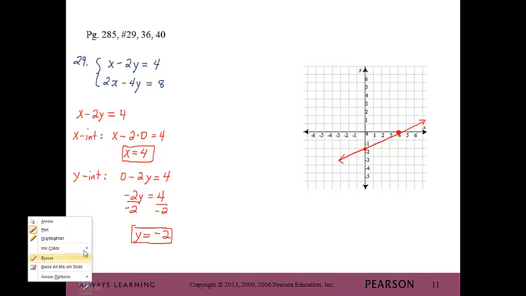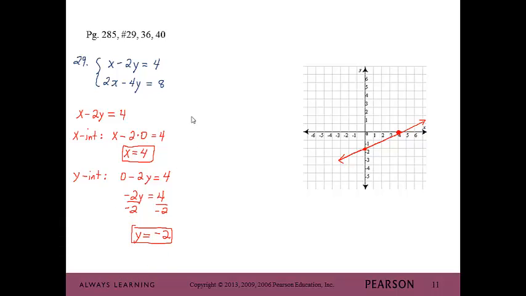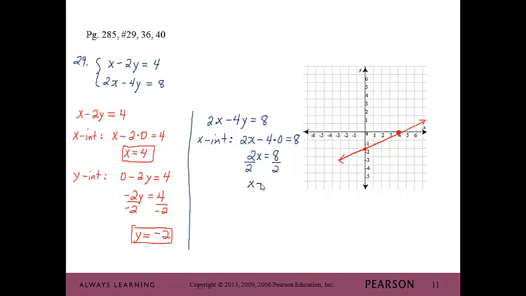Now let's graph the second equation. And we have 2x minus 4y equals 8. And again, let's use the x and y intercepts. So the x-intercept, and that's going to be 2x minus 4 times 0 equals 8, which means 2x equals 8. And then we'll divide both sides by 2. And we get x equals 4.